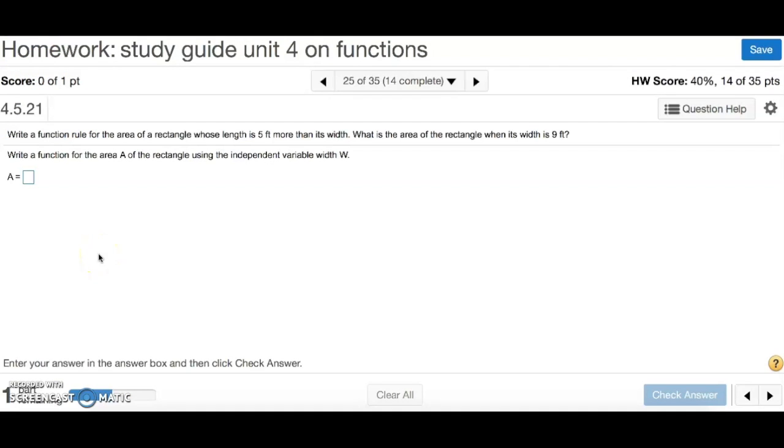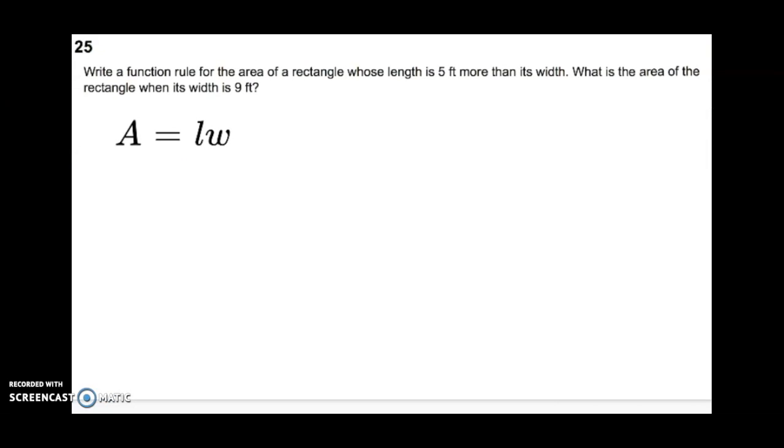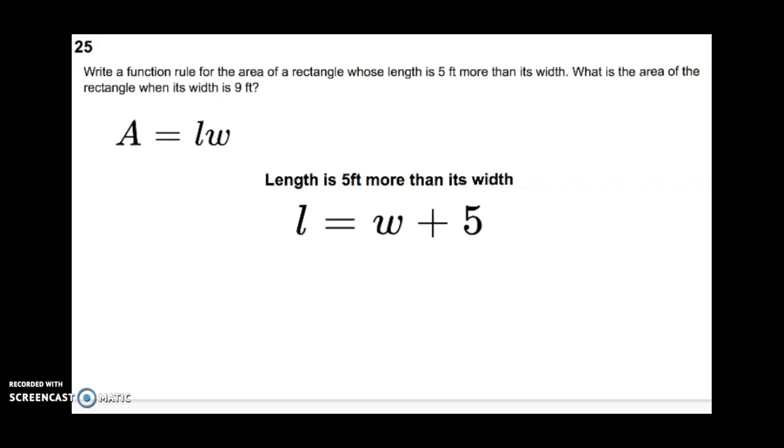Going to 25. Write a function rule for the area of a rectangle whose length is 5 feet more than its width. What is the area of the rectangle when its width is 9 feet? So let's take a closer look at that. First, the area of a rectangle is length times width. We're told that the length is 5 feet more than its width. So you've got to turn that into an equation. Length is going to be L, and "is" in math means equals. So L equals 5 feet more than its width. "More than" will be plus, so it will be L equals the width W plus 5.